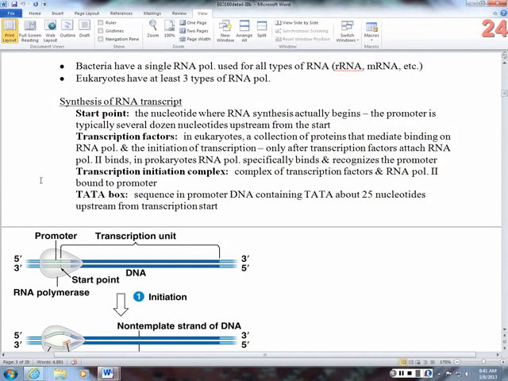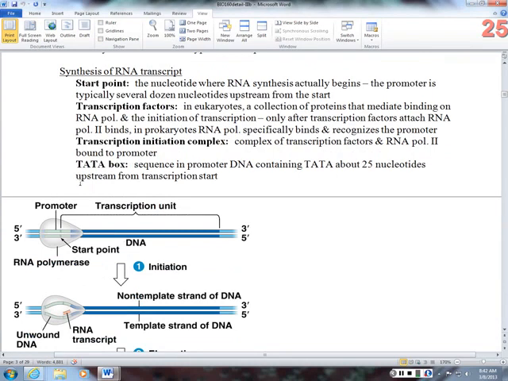Only after the transcription factors attach to the RNA polymerase, and it's going to be RNA polymerase 2 in this case, does it bind. Only after these bind are you going to be able to bind and specifically recognize the promoter. So it's just RNA polymerase in the bacteria, and it's RNA polymerase 2 in eukaryotes. All I would ask you and expect you to know is that it's an RNA polymerase enzyme. That's going to make your transcription initiation complex.